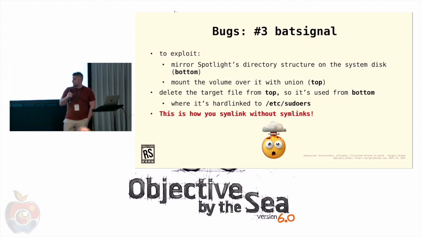So basically what we do is we mirror Spotlight's directory structure because it has a bit of randomness in it. So we mirror it on the system directory where we can write. We mount over it the actual volume that we have. And if it tactically deletes the target file from the top, it's going to fall back to the system volume. And the system volume is the same volume as sudoers is on. So it's just a hard link to sudoers. And that's how you can symlink without symlinks.